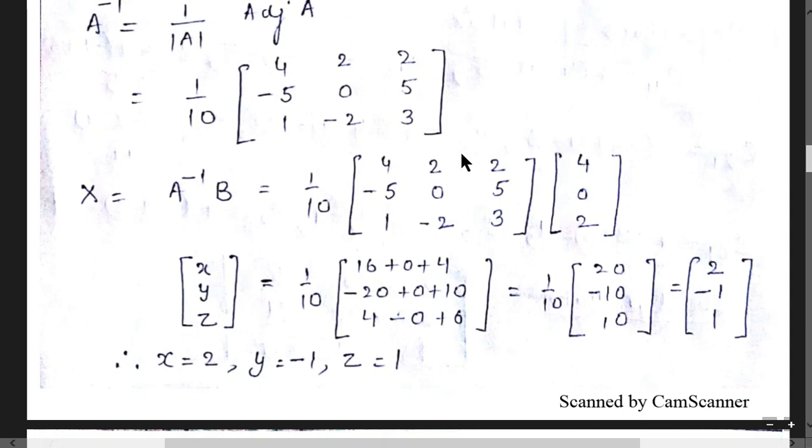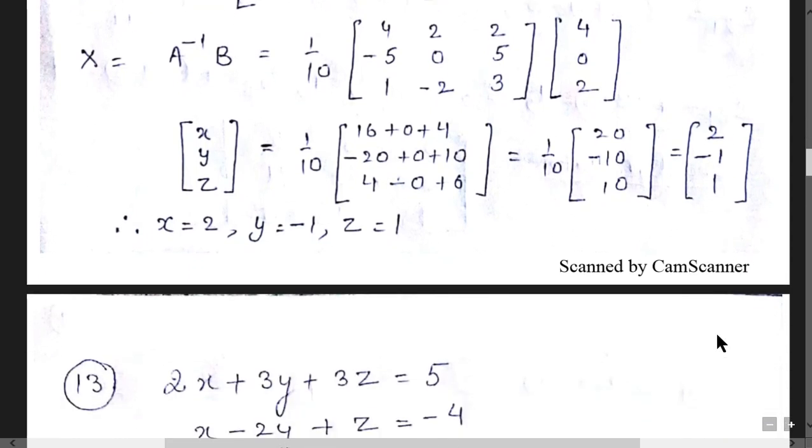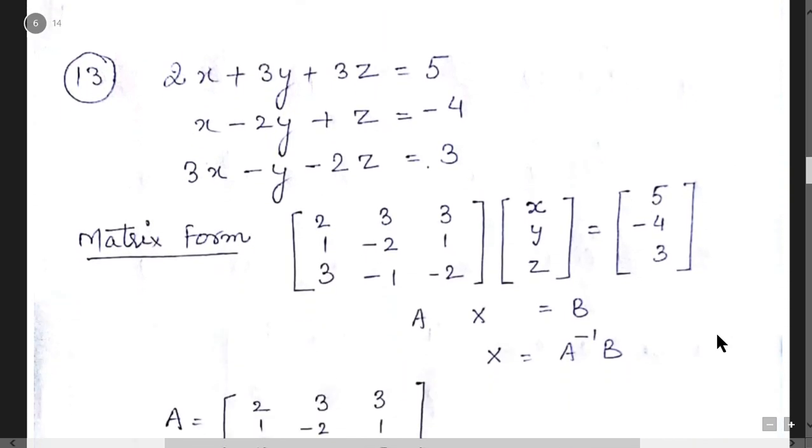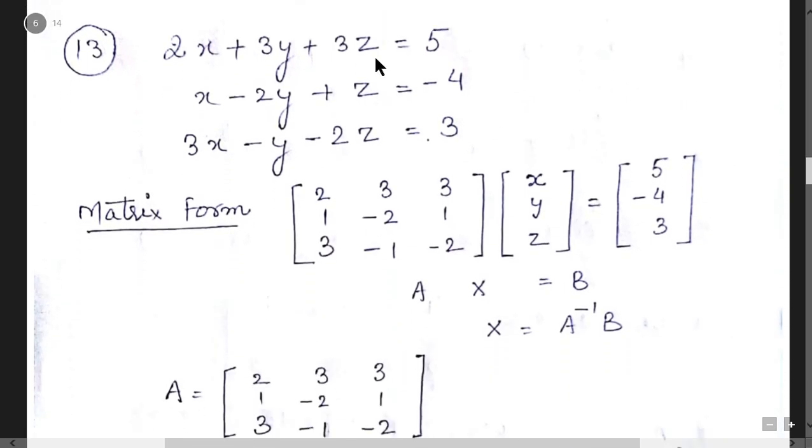4 into 4, 16, then 0, then 4, minus 20, 0 and 10, then 4, 0 and 6. It means the value is 20 minus 10, then plus 10. When divided by 10, it will give us 2, minus 1 and 1. These are the values of x, y and z. Similar is the case in question number 13.